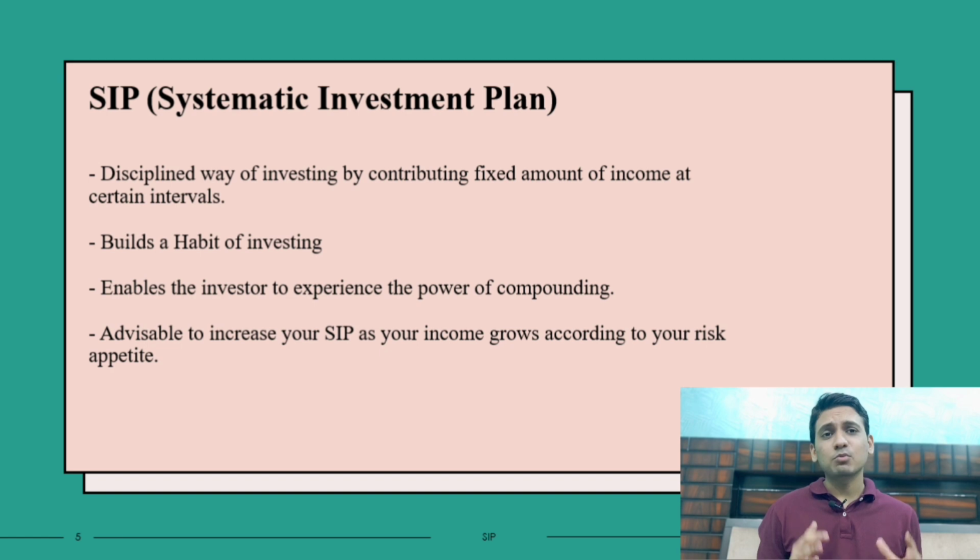Now, fifth and the most trendy word in today's day and age is SIP, or systematic investment plan. It is a disciplined way of investing in mutual funds by contributing a fixed amount of income regularly at certain intervals. A few benefits of SIP are that it builds a habit of investing. Second, it enables investors to experience the power of compounding, because we are investing in the market irrespective of the market conditions. And third, it is always advisable to invest in mutual funds for the longer duration in order to gain certain benefits. It is also advisable to increase your SIP as your income grows.